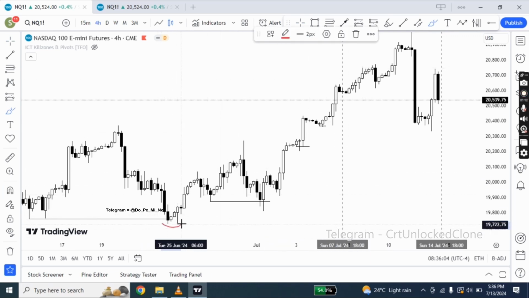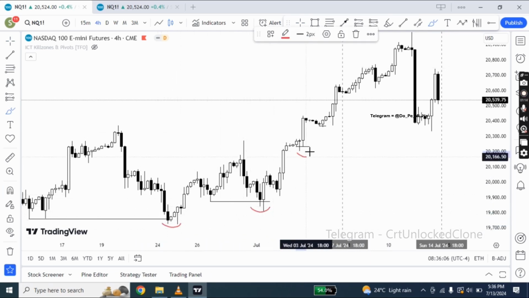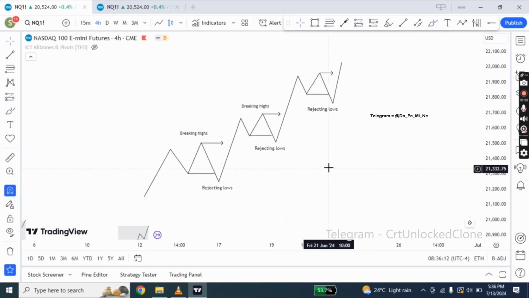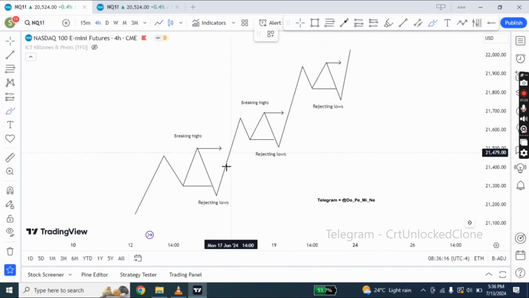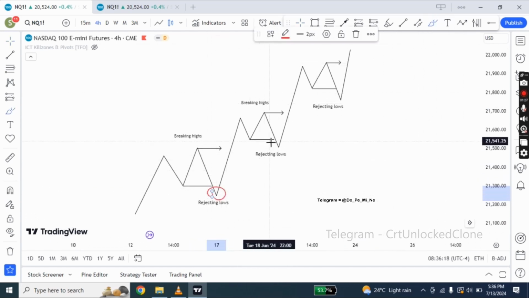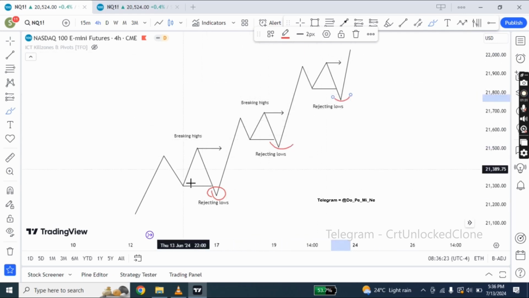So starting off with the 4 hour, we can see that for the last few weeks we are in this bullish trend, and we keep making higher highs and higher lows, right? And price is respecting this bullish trend by rejecting lows and breaking above highs, meaning it's not able to break below lows and it can only reject them by taking counter liquidity and then moving higher, right? This is what a typical bullish structure looks like, rejecting lows and breaking above highs, right?